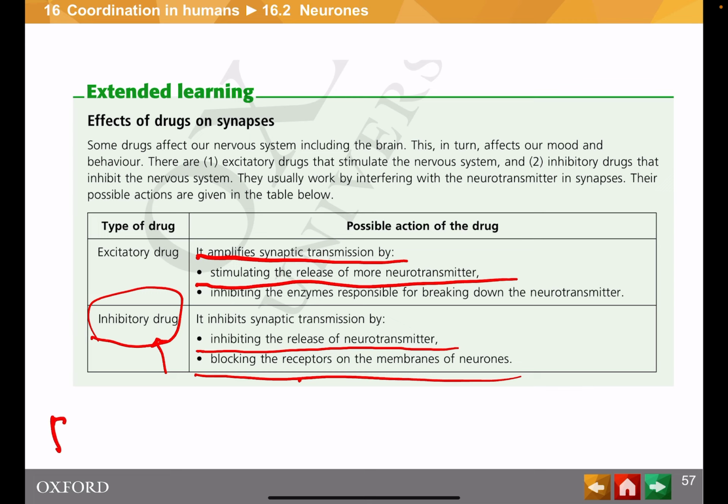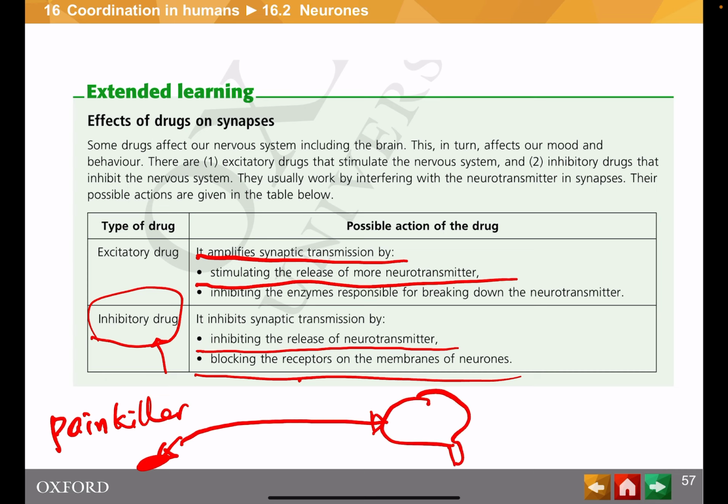One more example is the painkiller. When a pain receptor is stimulated, it sends a nerve impulse to your brain, and your brain gives you the pain sensation. If the receptor site of the neurotransmitter is blocked, the nerve impulse cannot be sent to the brain to give you the sensation of painfulness. The drug has a shape similar to the neurotransmitter, so it blocks the receptor site. This is how some of the painkillers work.